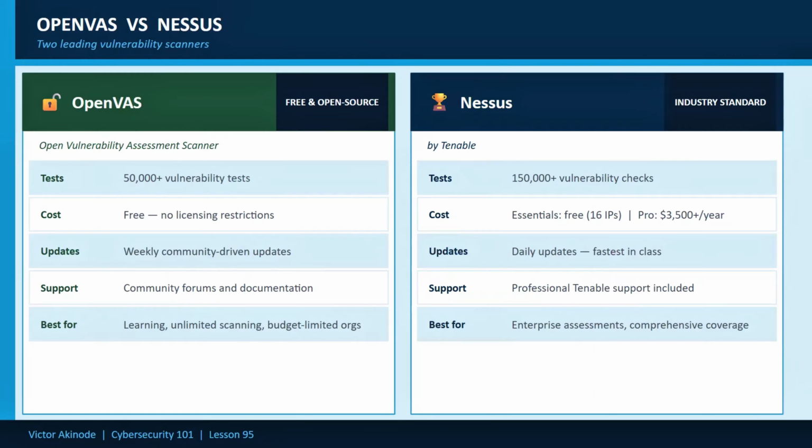Nessus Essentials is free but limited to 16 IP addresses. Nessus Professional is paid, starting from $3,500 per year, but it offers unlimited scanning. Nessus is best for professional security assessments, enterprise organizations, and situations requiring the most comprehensive vulnerability coverage possible.